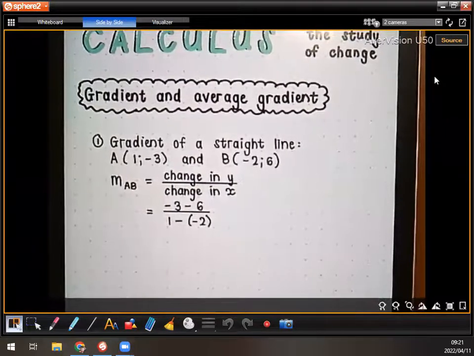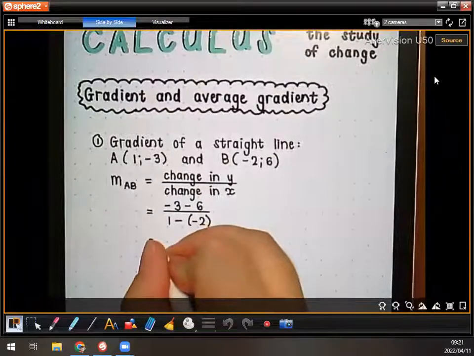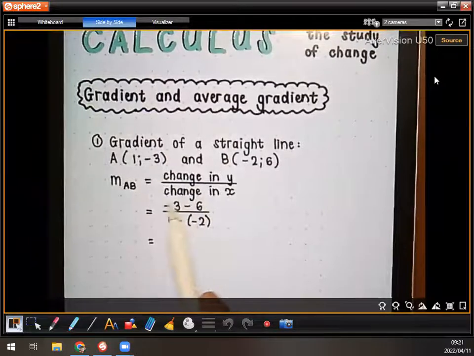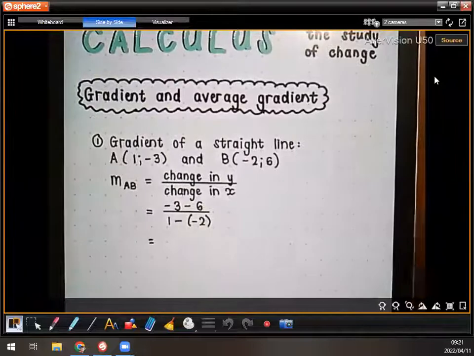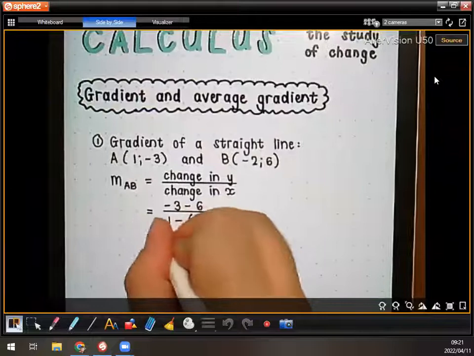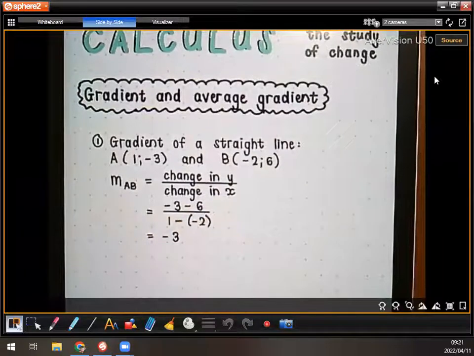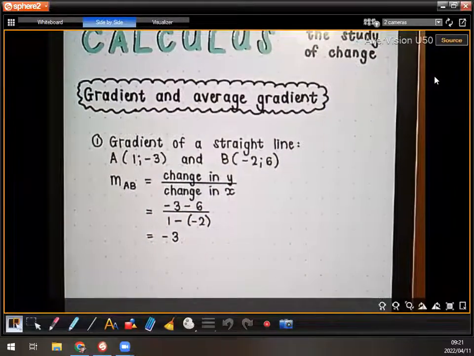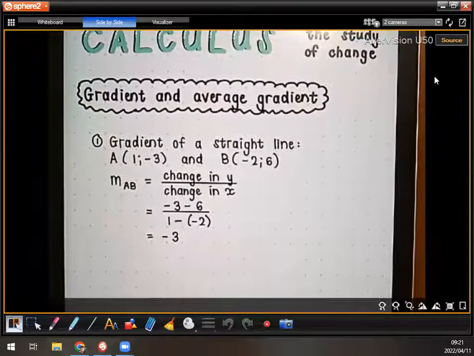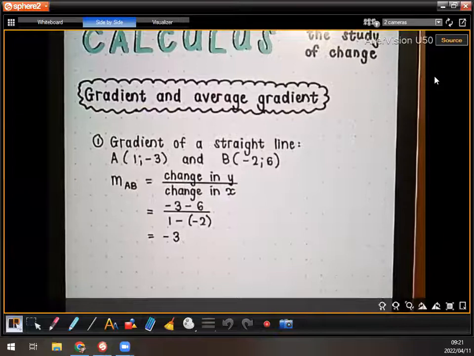Now from here, you can decide to type that into the calculator and write your answer, but often it's something that we can just calculate ourselves, right? -3 minus 6 is -9. Over, this is 3. What's -9 divided by 3? -3. Okay, so the gradient of this line is -3. That was very fast. All right, so that's the gradient of the line, right?